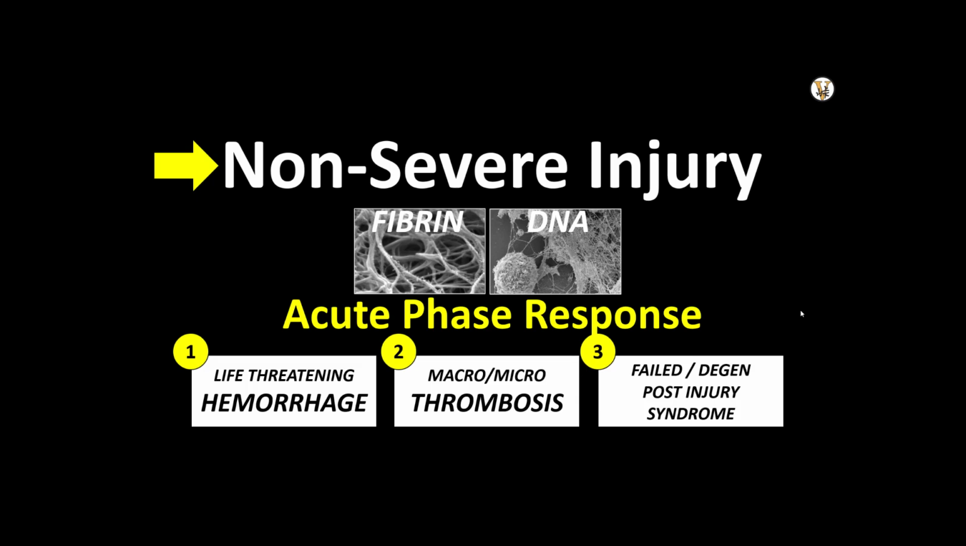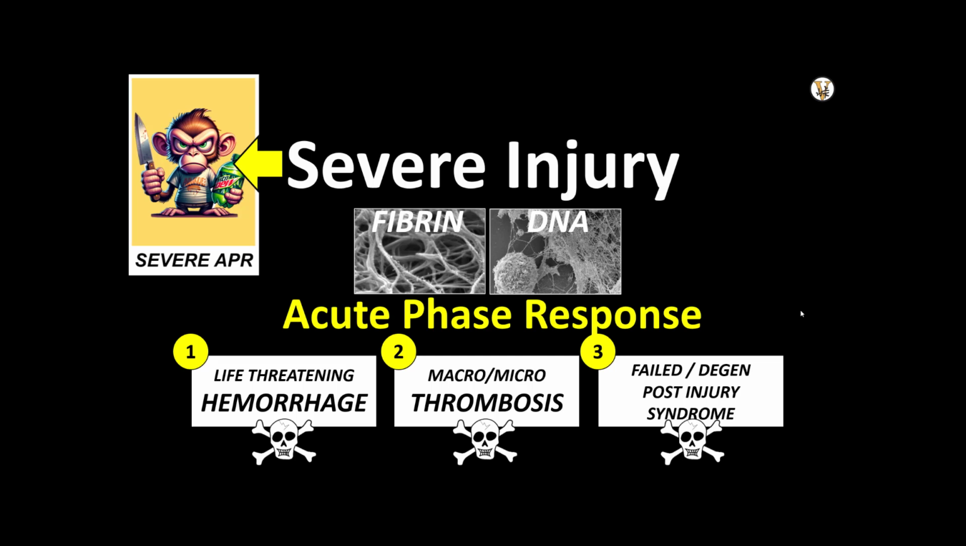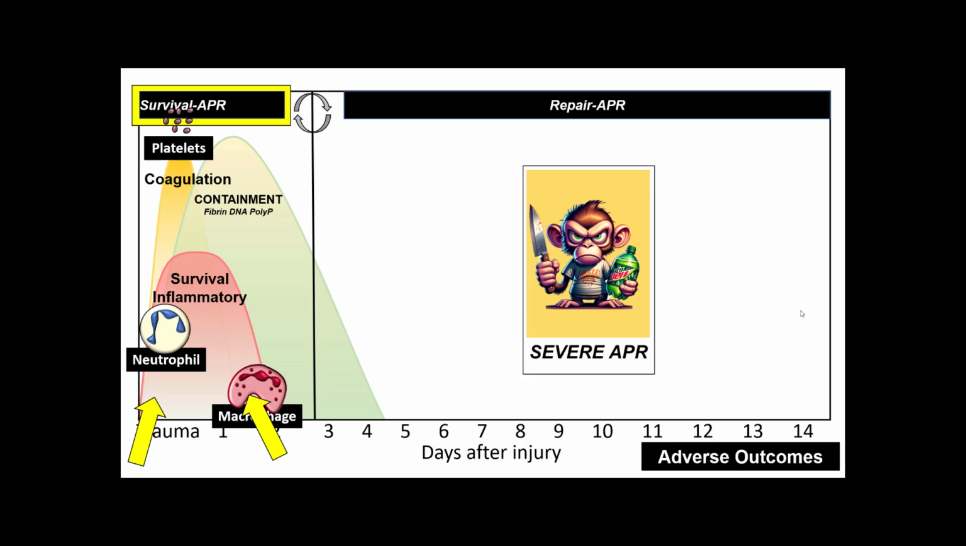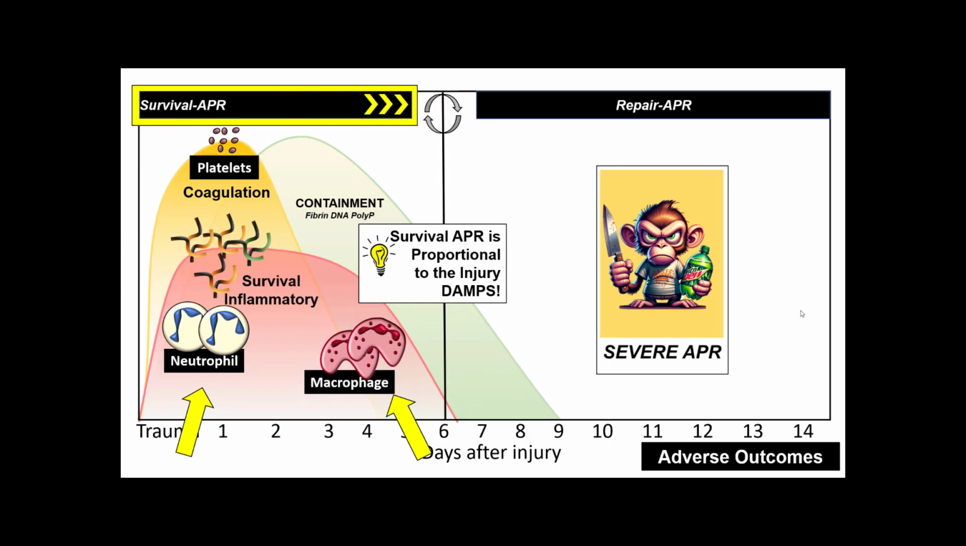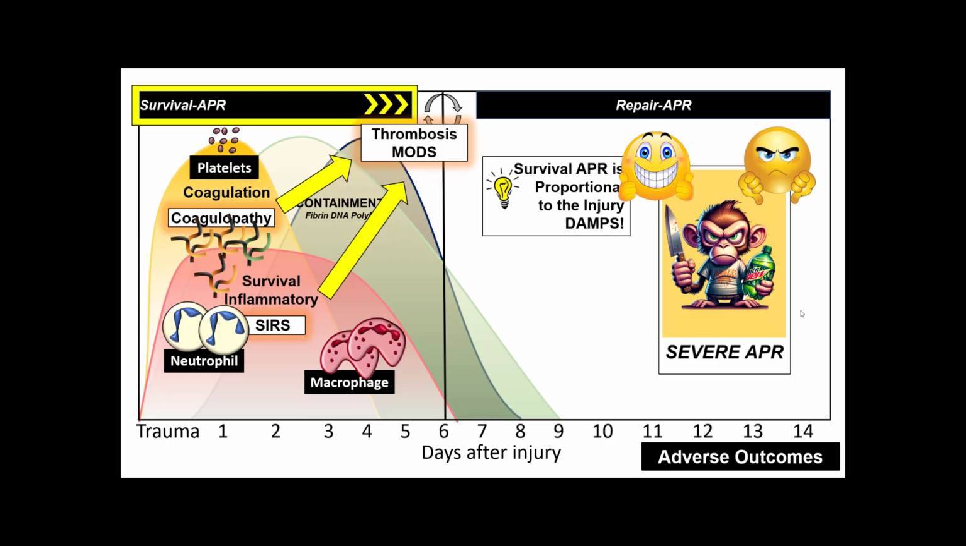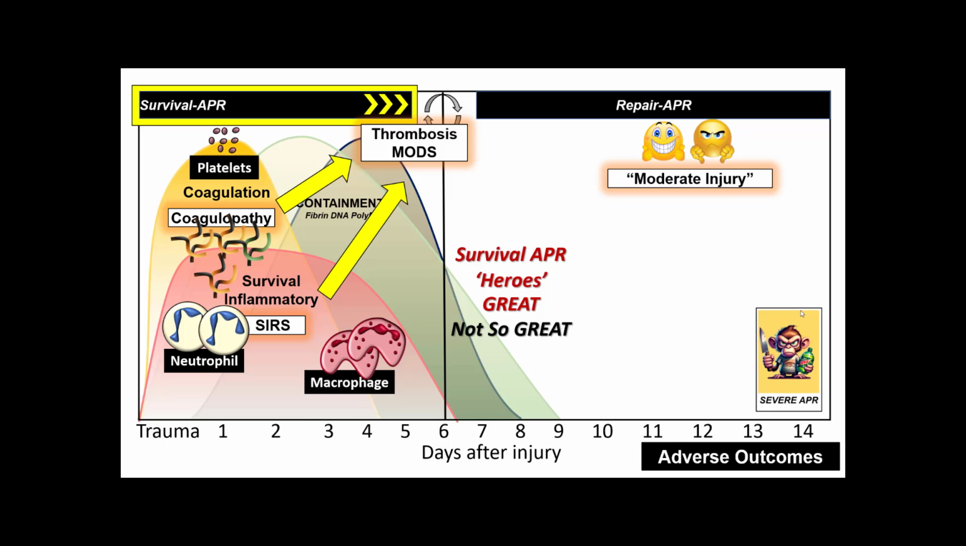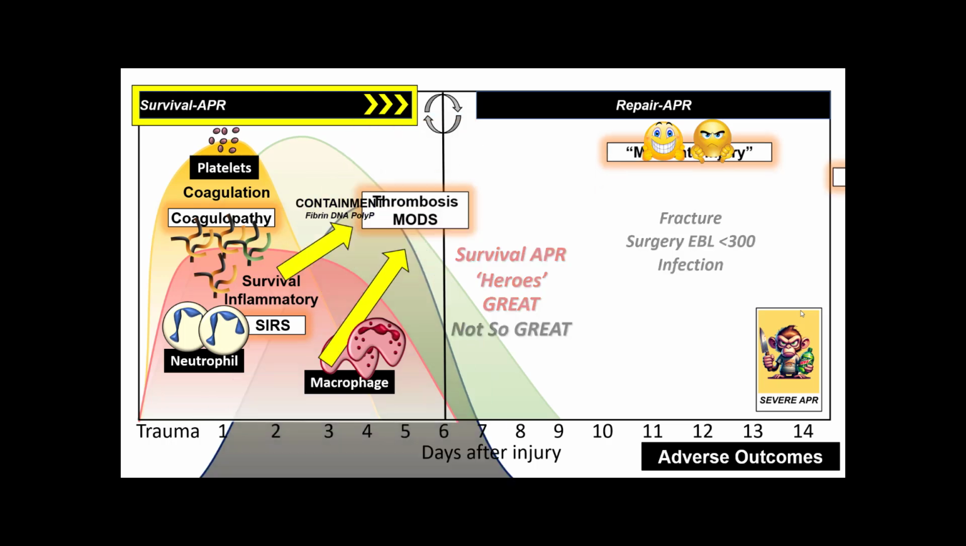When we talk about the acute phase response with a non-severe injury, most physicians don't think too much about this, because it's rare these patients have life-threatening hemorrhage, thrombosis, failed tissue repair, or develop degeneration. When we switch over to the severe acute phase response, that's where everything is very different. Because we have a bigger amount of DAMPs, the response is already bigger. Remember that the survival APR is proportional to the injury DAMPs. So we're already at more risk of collateral damage because we'll have more neutrophil activation, as well as some other aspects. This is what we typically see in a moderate injury, such as a long bone fracture, a big elective surgery with an EBL just under 300, or a minor infection.